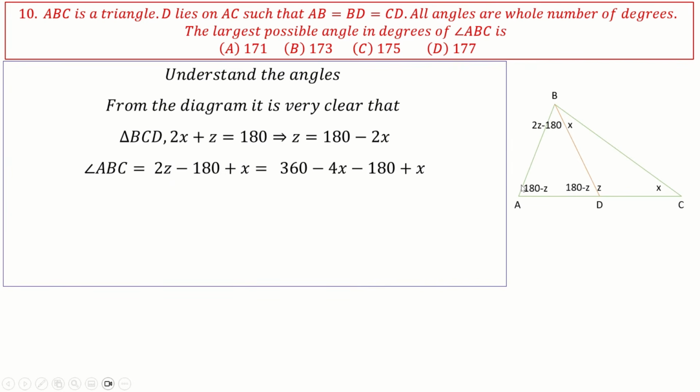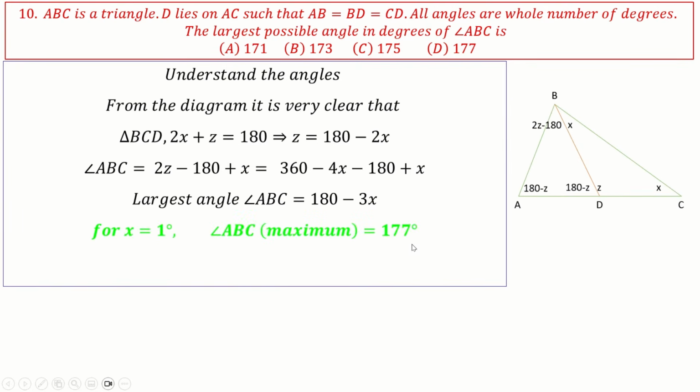Now z is nothing but 180 minus 2x. If I substitute it, I get 360 minus 4x minus 180 plus x. If I simplify, the angle I get is 180 minus 3x. Now for the largest angle ABC, with each angle being a whole number, x has to be greater than 0. So the minimum angle for x is 1 degree. If I take 1 degree, angle ABC, which is maximum, is 177 degrees. Hope you understand this one. This is the answer.